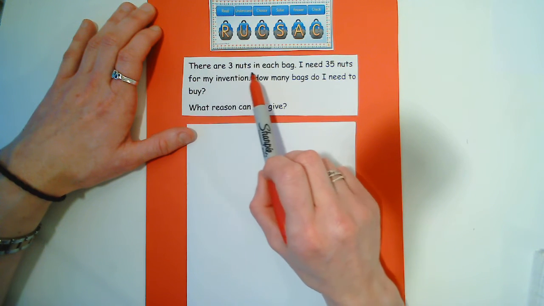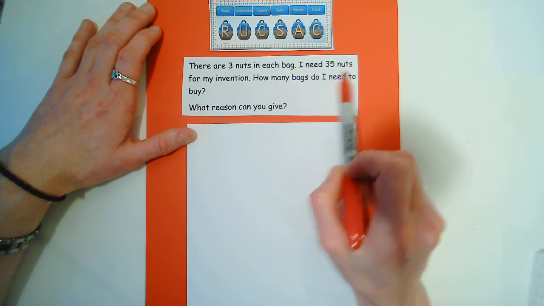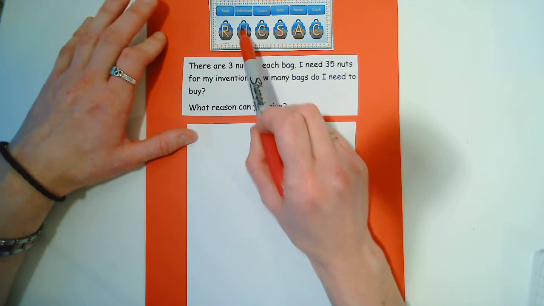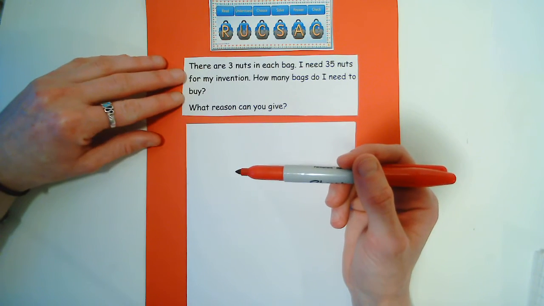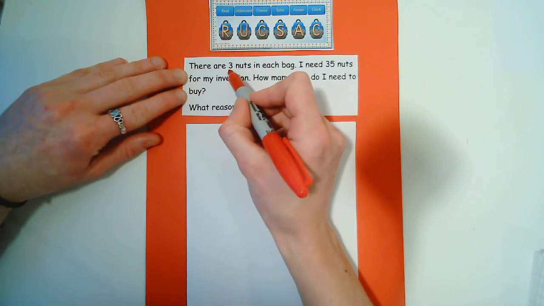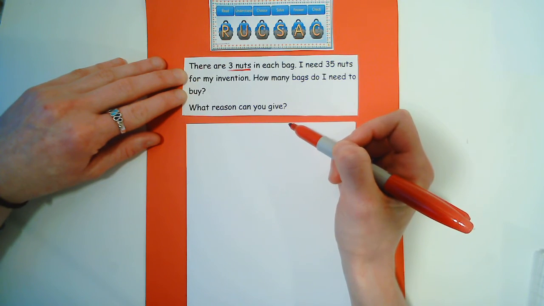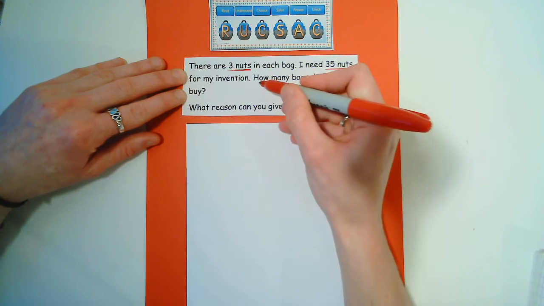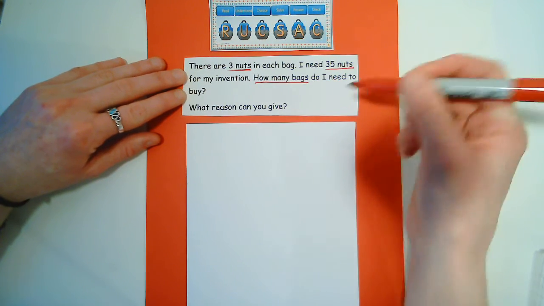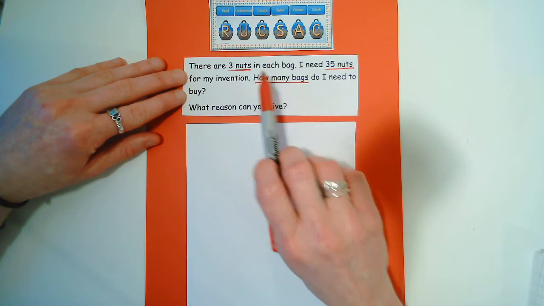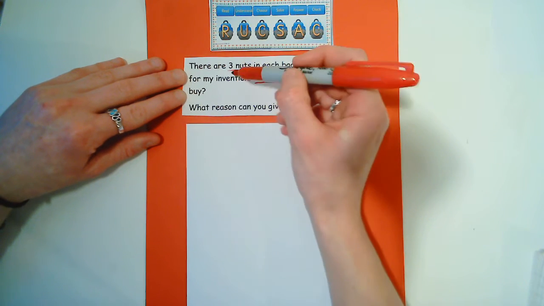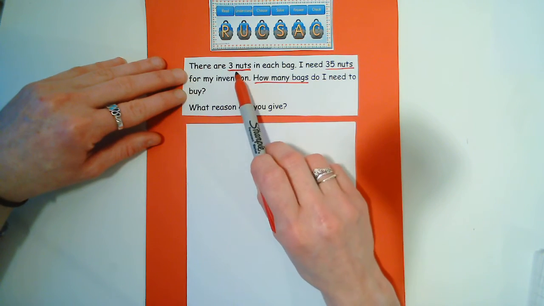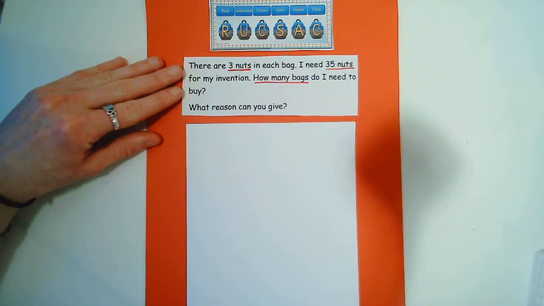So there are 3 nuts in each bag. I need 35 nuts for my invention. How many bags do I need to buy? So let's understand the question. Let's highlight some key points. So there are 3 nuts in each bag, and I need 35 nuts for my invention. How many bags do I need? So I want to know how many bags of 3 nuts do I need to get 35 nuts. So I need to know how many lots of 3 go into 35.